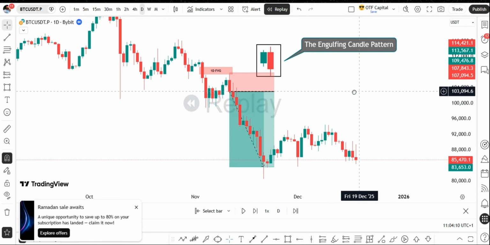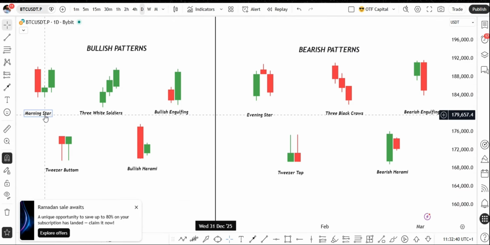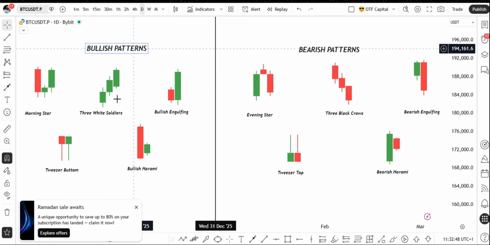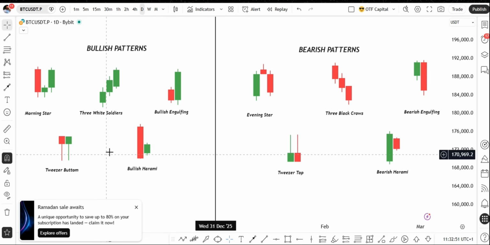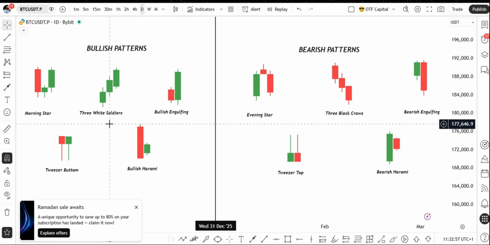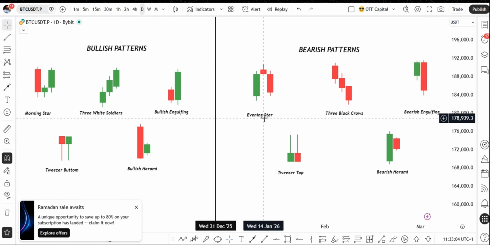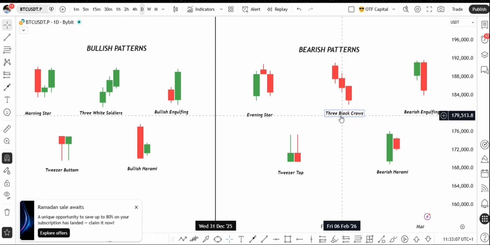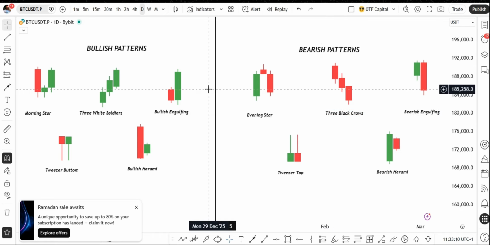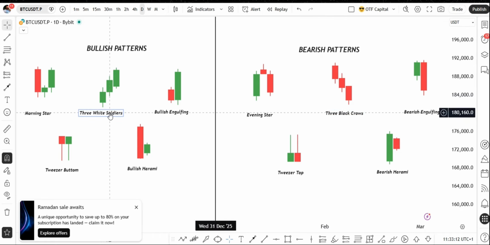There are other candlestick patterns too. We have the morning star, the 3 white soldiers, the bullish engulfing. All these are bullish patterns, which you can always find at every bullish price movement. So we have the Tweezer bottom, the bullish pyramid. On the bearish side, we have the evening star, the 3 black crows, which is the opposite of the 3 white soldiers.